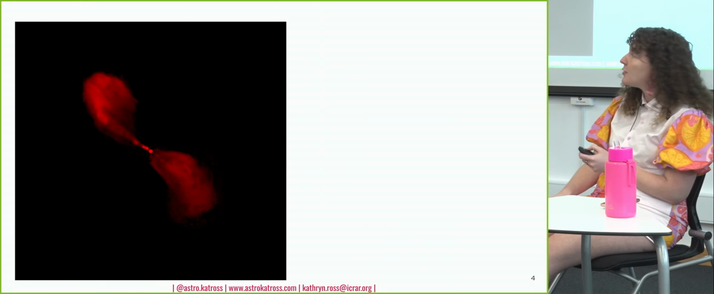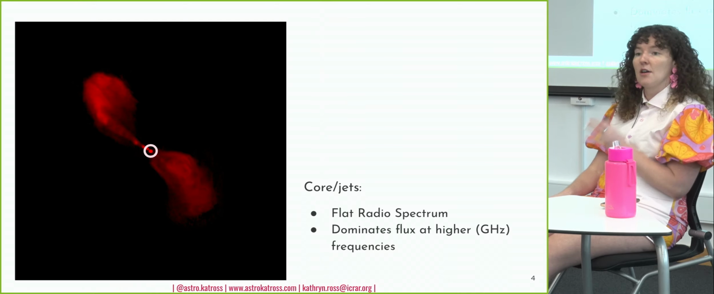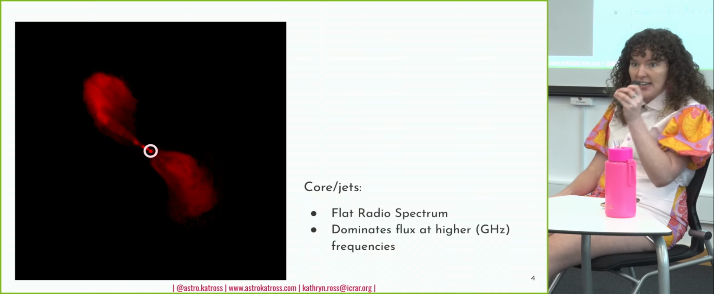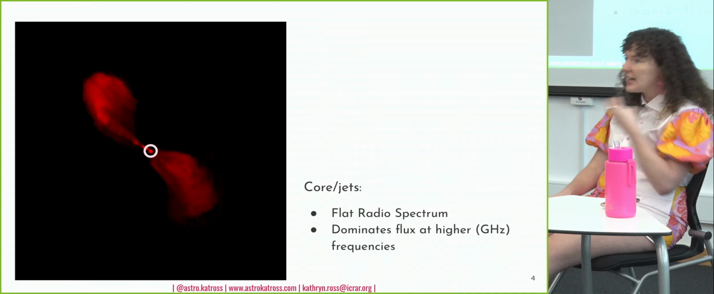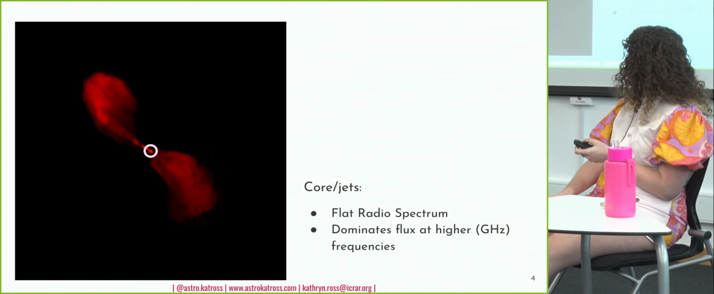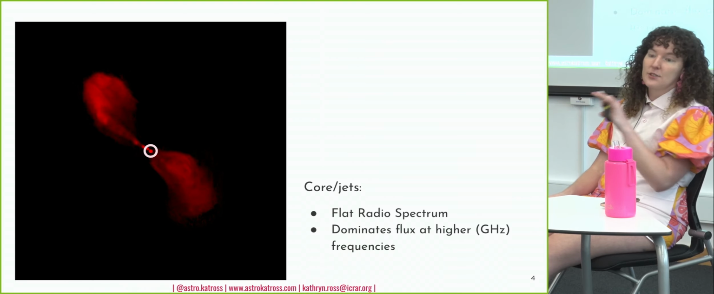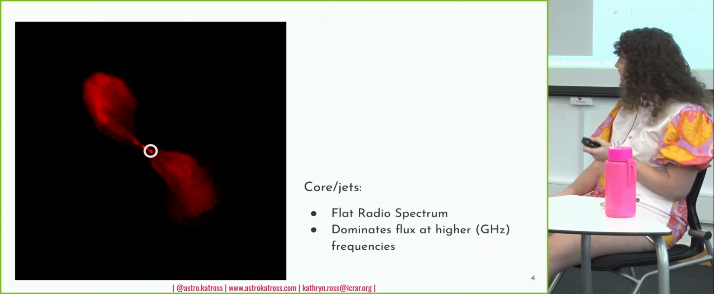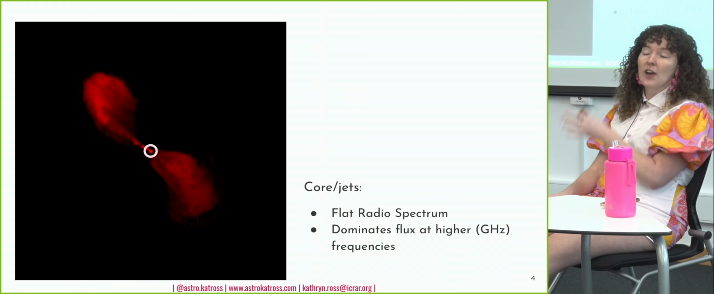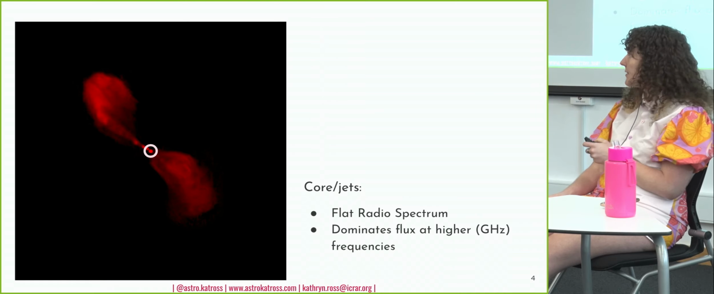Really what we need to know for AGN is that we have this central region here, the core of the jets, and that's really the actual central black hole that's accreting matter, and that's incredibly bright. We also see it as having a pretty flat radio spectrum, so across radio colors it's fairly consistent in its flux density, and so as we go to the higher frequencies, we're really dominated by the flux in that core and those jets.